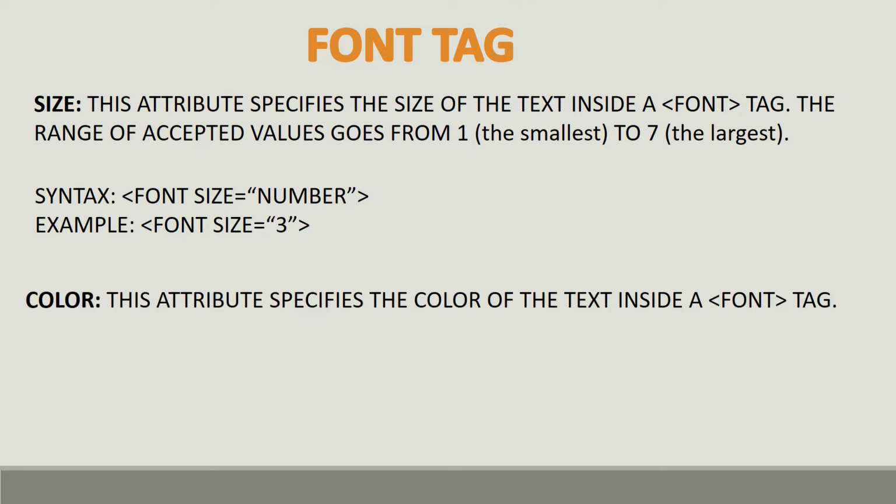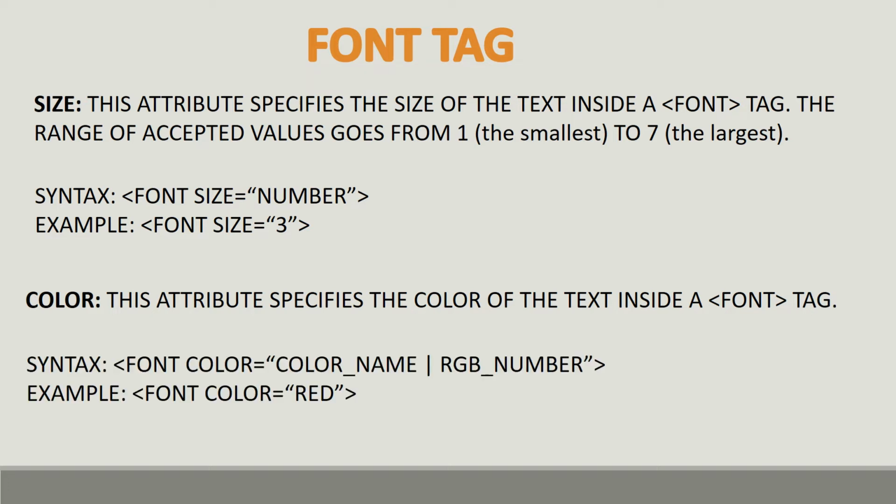The next attribute is color. This attribute specifies the color of the text inside a font tag, and here the syntax is given: font color is equal to color name or RGB numbers, anything you can write. Example is font color is equal to red. I have used this example: font color is equal to red. This was all about the font tag. Let's go to the base font tag.